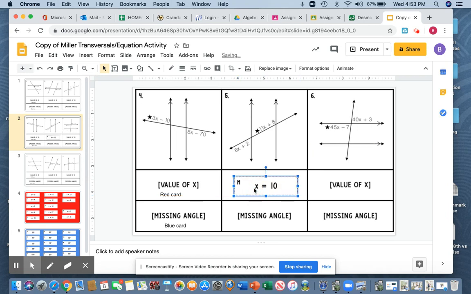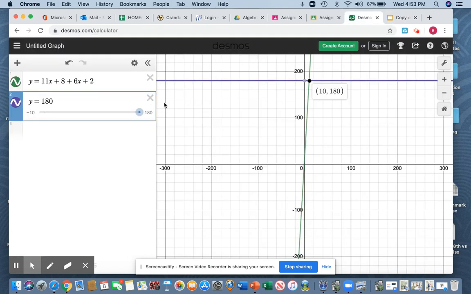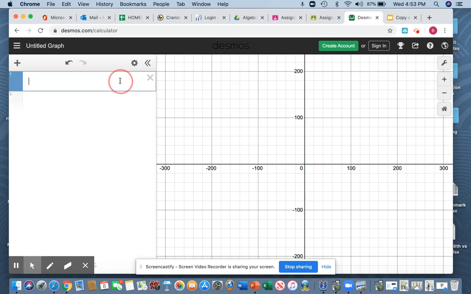x equals 10. Now I plug x equals 10 back into the star one. So 11x plus 8, instead of having x, everywhere I see an x, I'm going to plug in 10 because that's what we said x was equal to. So I really have 11 times 10 plus 8. And if you can't do this in your head or you just want to double check yourself, you can plug it into Desmos. 11 times 10 plus 8 gives us 118.